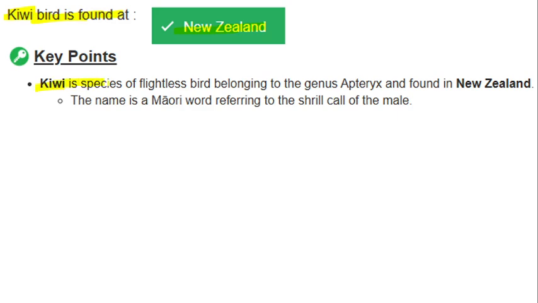Next, the kiwi bird is found in New Zealand. Kiwi is a species of flightless bird belonging to the genus Apteryx and found in New Zealand. The name is a Maori word referring to the shrill call of the male.